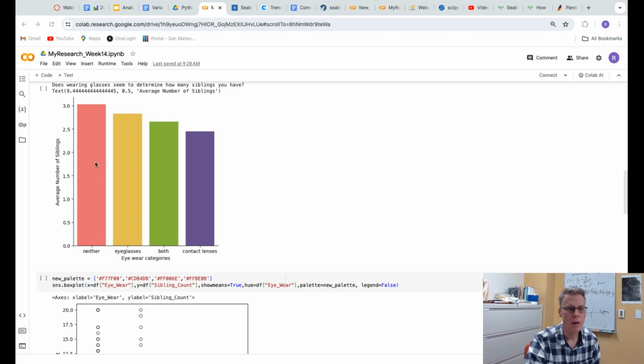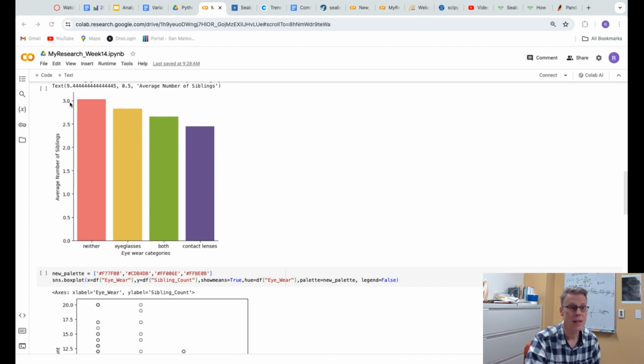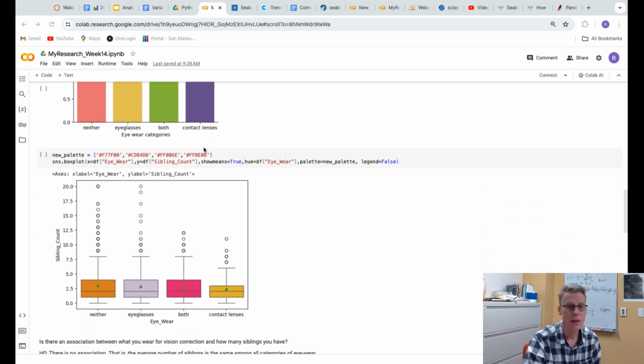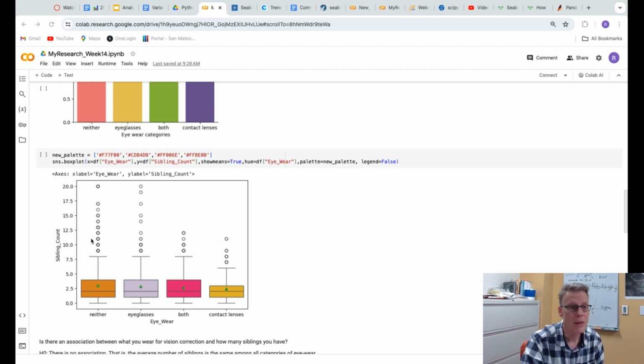So people who don't wear glasses or contacts, on average in our data set, have 3 siblings. And it gets lower and lower and lower as you go into these different categories until you get down to the people who just wear contacts. And it looks like they have fewer than 2.5 siblings on average. It's not that any individual who wears contacts automatically has fewer siblings. When you look down here at the side-by-side box plot, you've got somebody here who looks like 11 siblings, and then folks over here that are only kids, right? They don't have any siblings at all, but you're looking at averages.